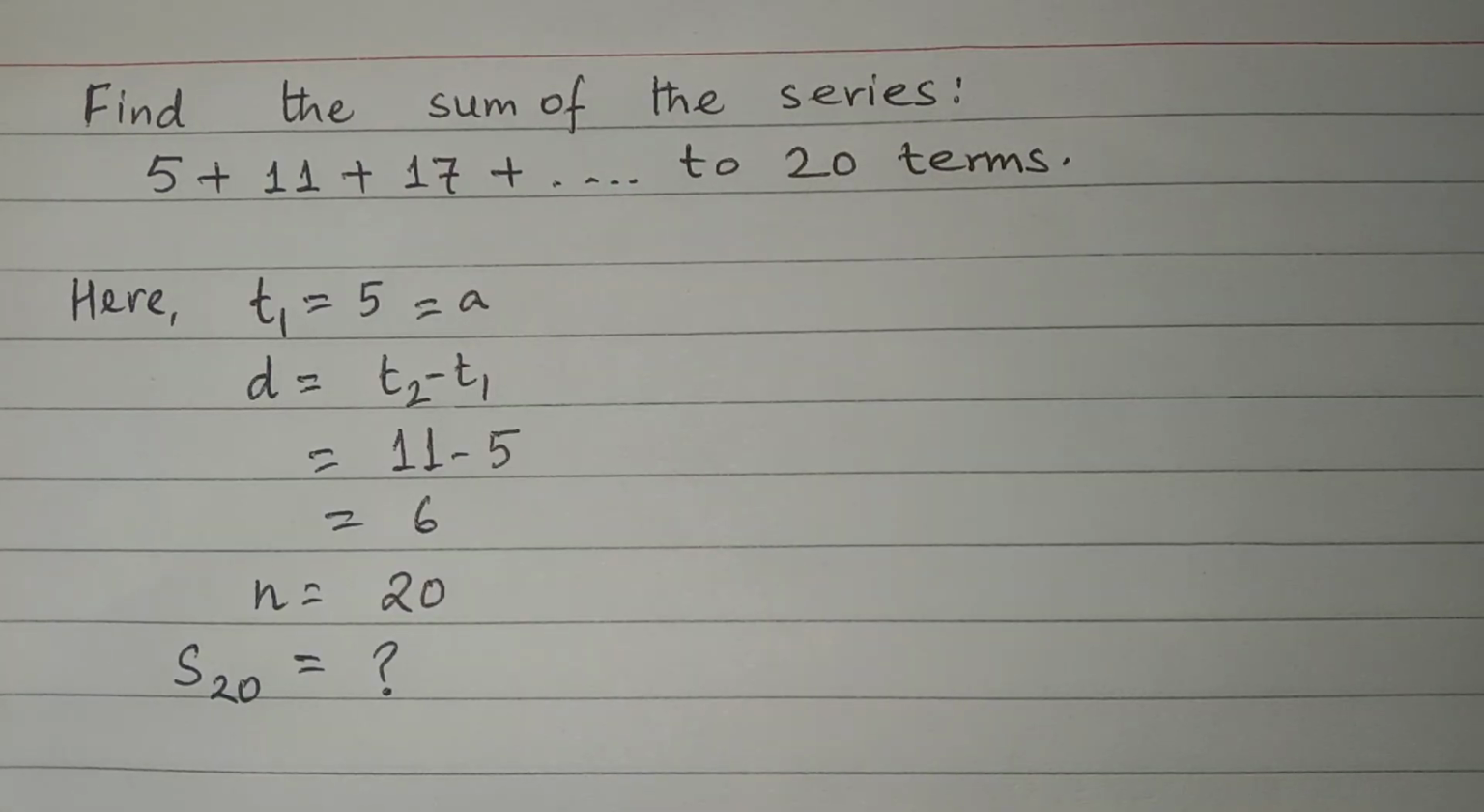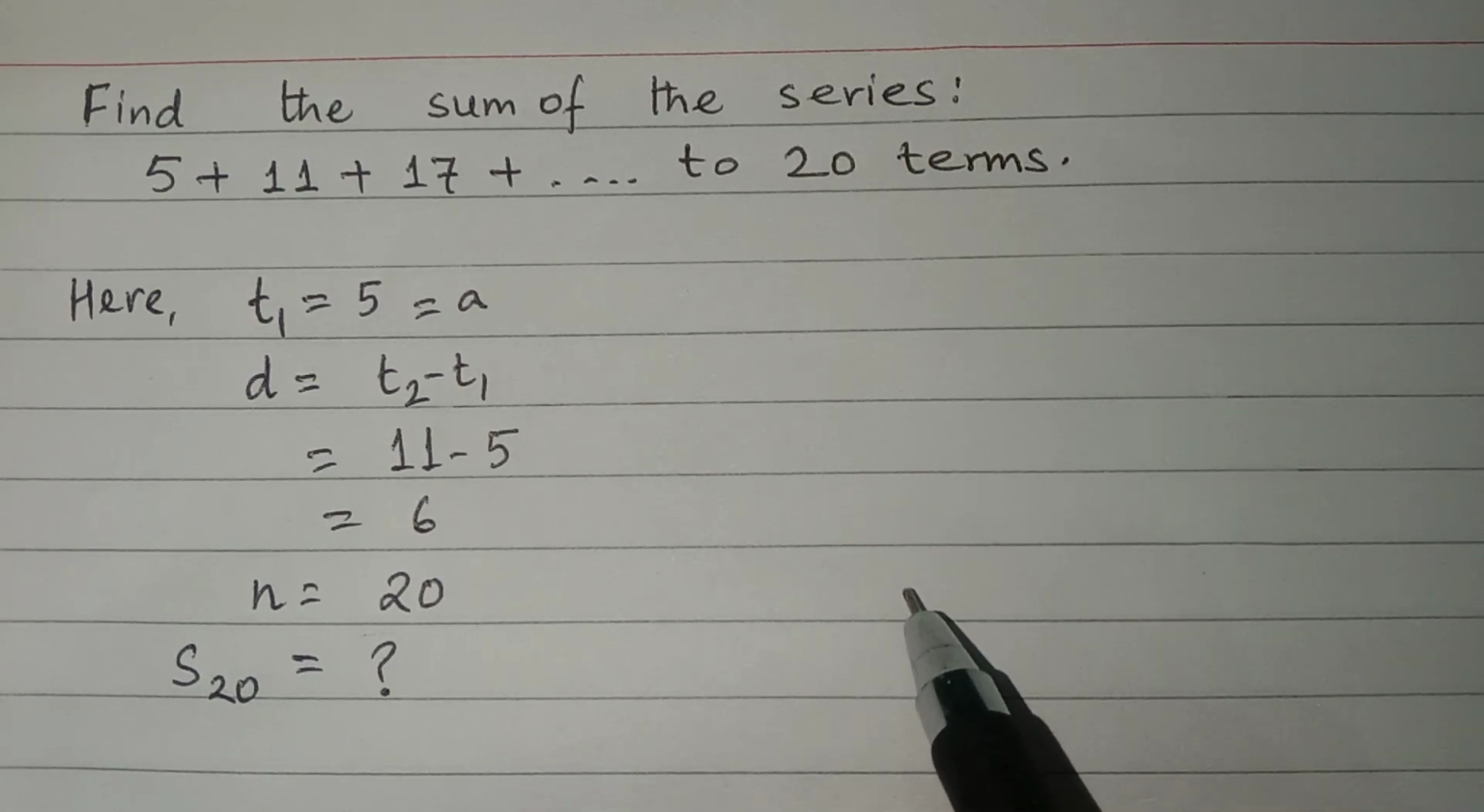Here we are given that the first term, which is denoted by a, is 5. Okay, and the common difference between the consecutive terms is 6. We can say the difference between the two terms is T2 minus T1, and the sum we have to find is up to the 20th term. So the number of terms n is 20, and we have to find the sum of these 20 terms.